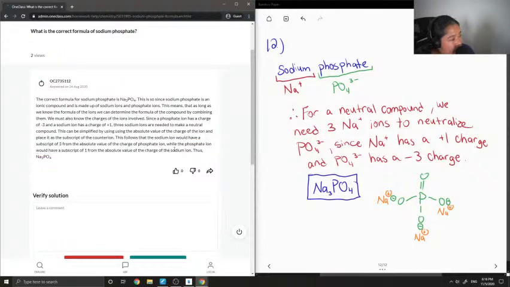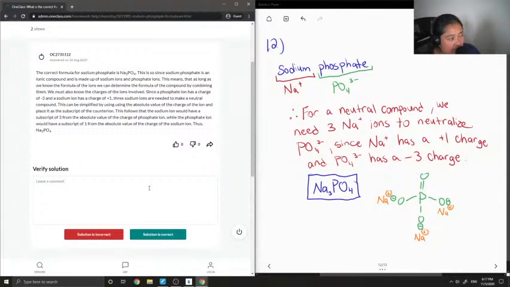So kind of an odd sentence. While the phosphate ion would have a subscript of 1 from the absolute value of the charge of the sodium ion. Yeah. Thus, Na3PO4 is the formula for sodium phosphate. This solution is correct.